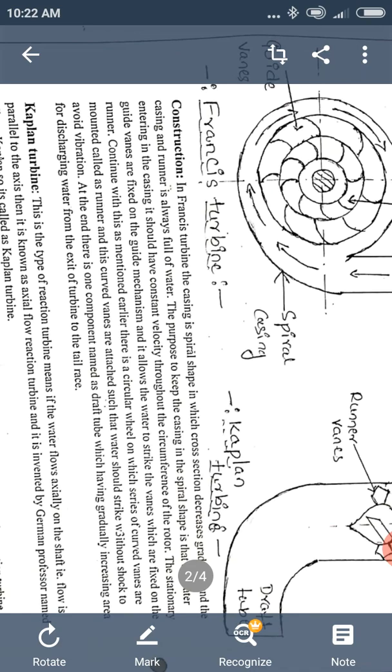And the stationary guide vanes are fixed on the guide mechanism, and it allows the water to strike the vanes which are fixed on the runner. To continue with this, as mentioned earlier, there is a circular wheel on which a series of curved vanes are mounted, called the runner, and these curved vanes are attached such that the water strikes without shock, to avoid vibration.